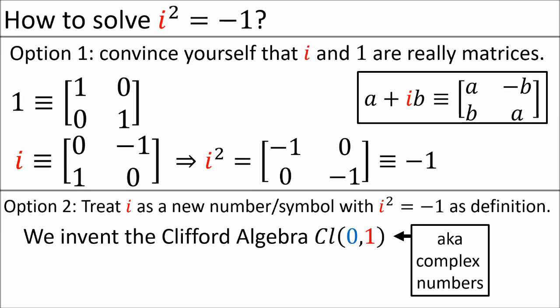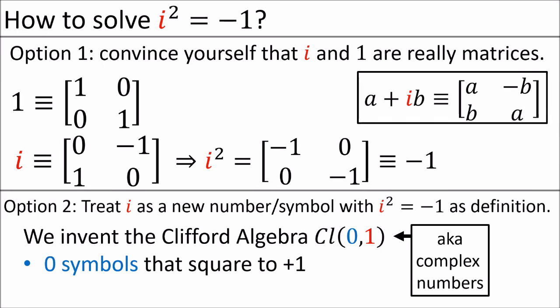What we have here is the Clifford algebra CL01, because we have 0 symbols that square to +1 and a single symbol that squares to -1. So the complex numbers, also called CL01, are a first example of a Clifford algebra. So we have two options for looking at Clifford algebras. We can either look at them using matrices, or we can look at them using abstract symbols. Now, we normally take the second approach of abstract symbols as the more pure or correct definition of the complex numbers, and we prefer it over the matrix approach.